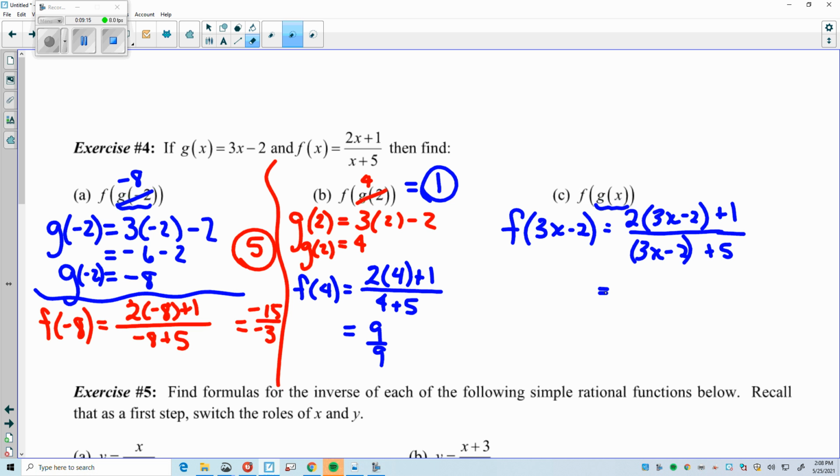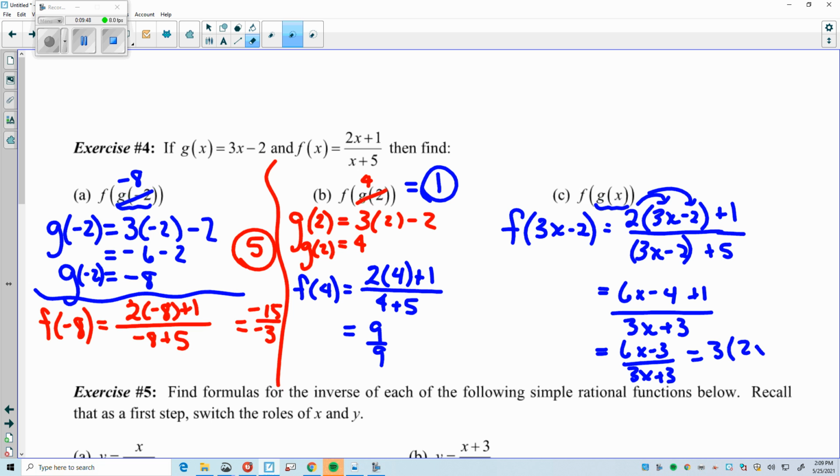And now we need to simplify, so distribute the 2 on top. So we have 6x minus 4 plus 1. And on the bottom, parentheses aren't really going to do too much, so I could just combine like terms. I have 3x, a negative 2, and a positive 5 is going to give me a positive 3. Okay, so my numerator now, 6x minus 3. And so I can simplify this more because I can factor out a 3 on both of these. So this will leave me with 2x minus 1.